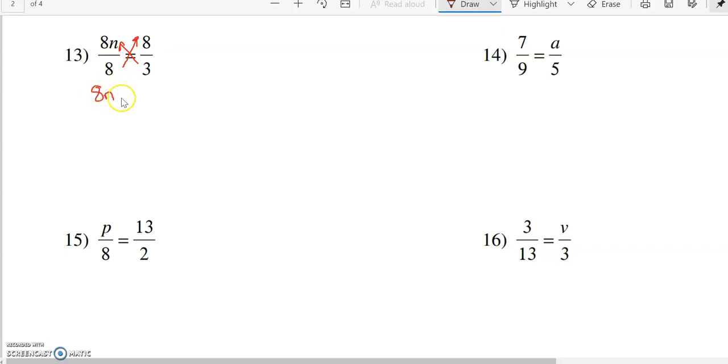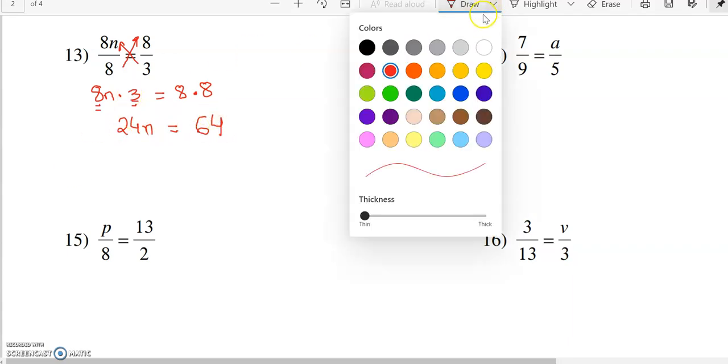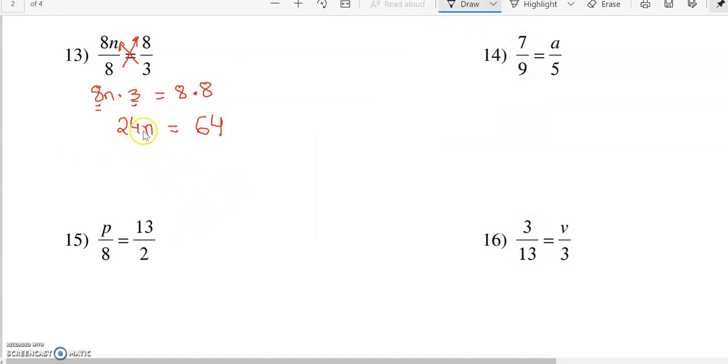8n times 3 is equal to 8 times 8. 8 times 3, you will multiply these two numbers. 8 times 3 is what? 24. It will be 24 times n is equal to 8 times 8, which is what? 64. Now we will read this. It says 24 times n. What is the opposite of times? Division. So what you do, you divide by what? 24. So this will be cancelled out, and n will be what?